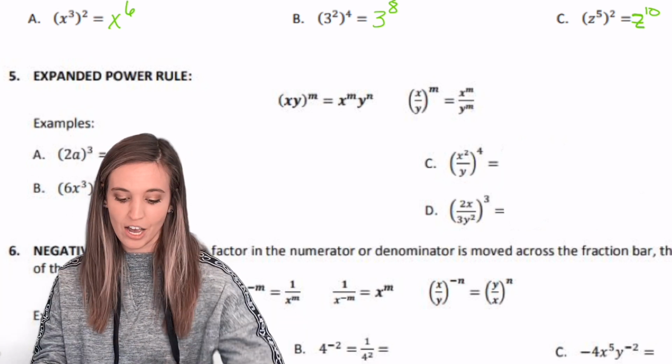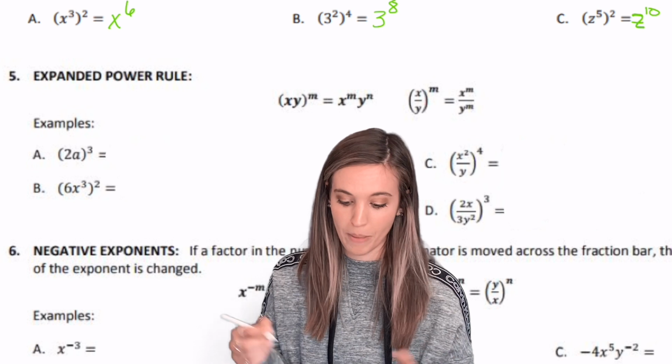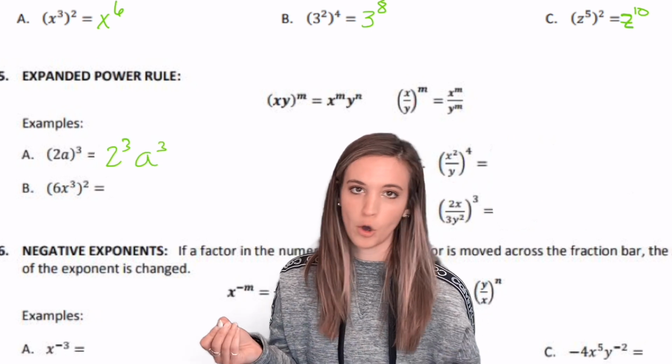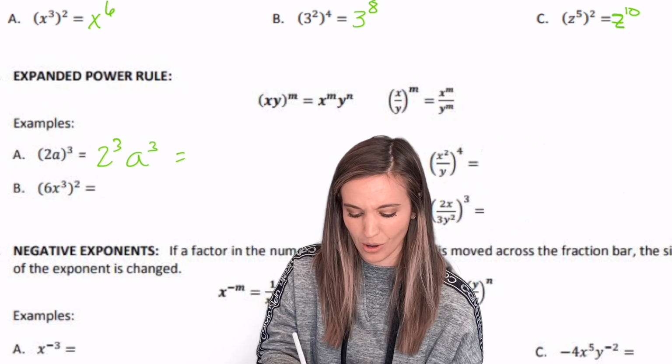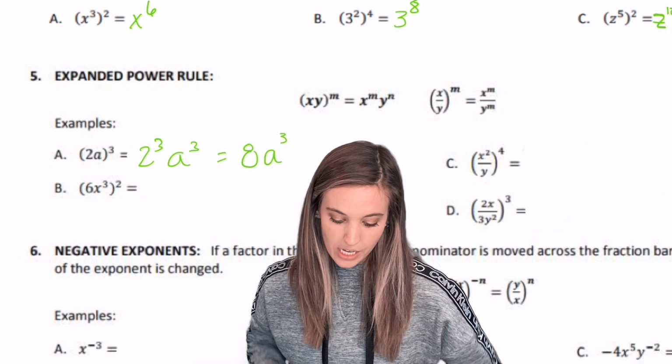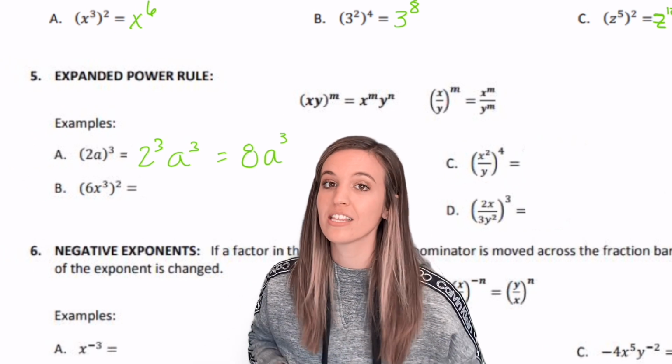So let's test this. 2a all to the third power is just 2 to the third power, a to the third power. No big deal. 2 to the third power we know is 8, so I'm going to go ahead and write it as 8 times a to the third power. Okay, 6x cubed all to the second power.